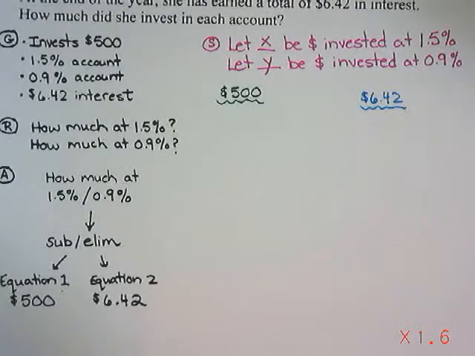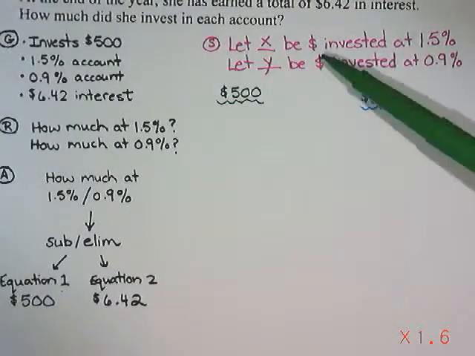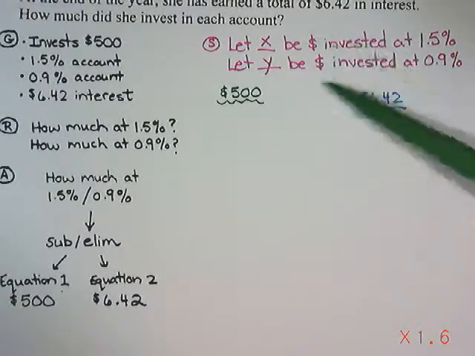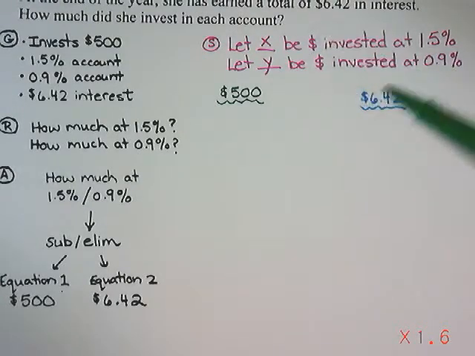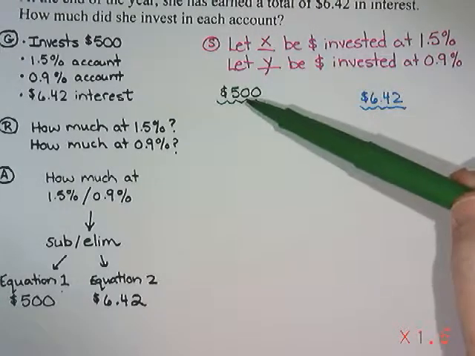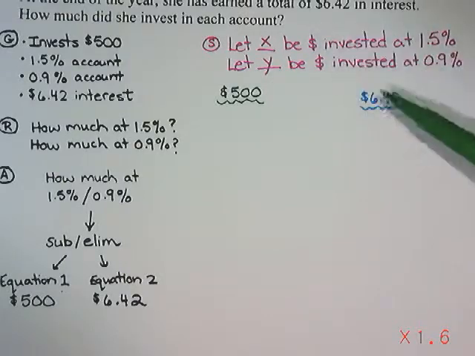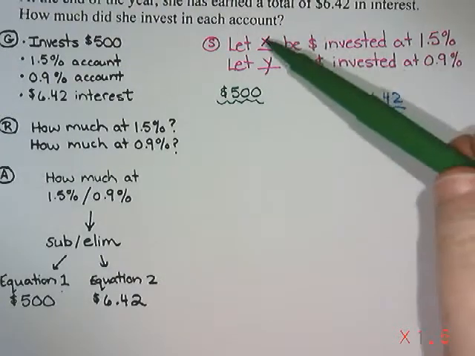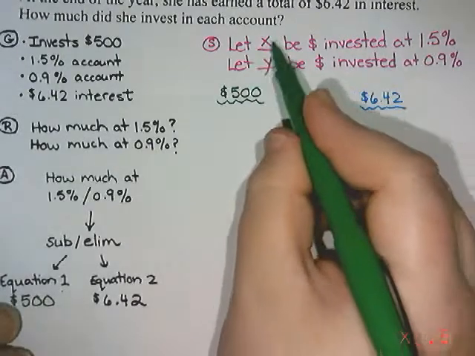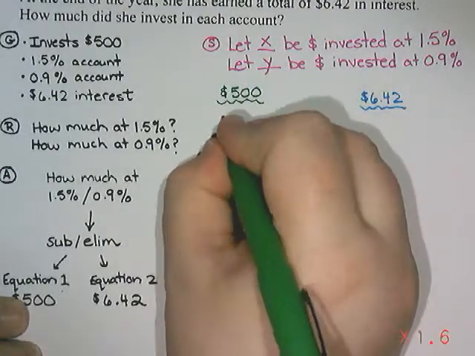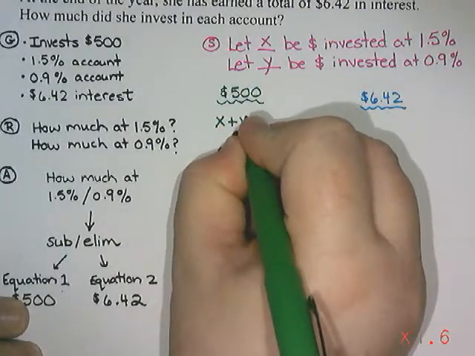So when I talk about x and y, that's the amount of money that was invested. So is the total amount of money invested $500, or is it $6.42? That $6.42 is interest, right? X and y represent the original money that went into the account. So if I took x and y and added them together, it would equal $500.